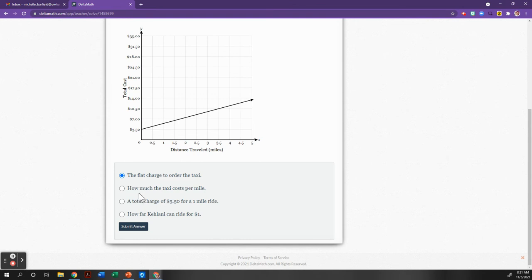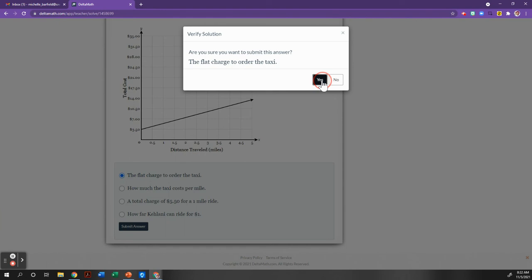How much the taxi costs per mile. No, that's just how much she's paying per mile. A total charge of $5.50 for a 1 mile ride. That's about there. That's not my initial value. How far Kaylani can ride for $1. Well, if I go over here, $1 is down here. That's not my starting point. The flat charge to order the taxi is my starting value. Submit my answer.